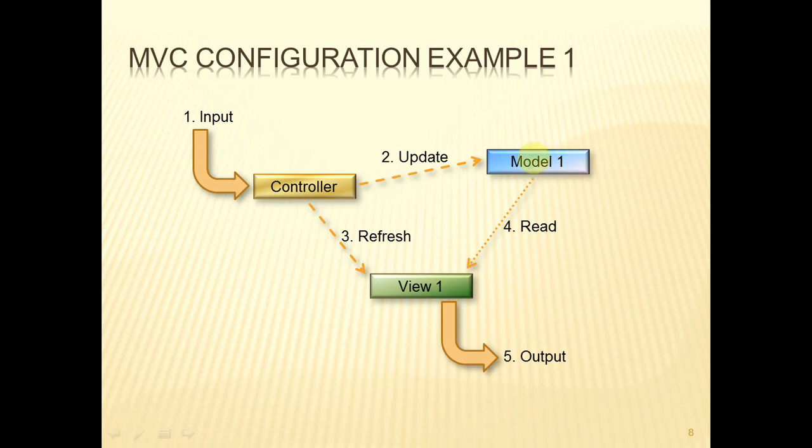That model will then do what it does with the data according to the business rules, and then the controller will cause the view to be refreshed. And as part of that, the view will need to read that data. And the view's final job is to output to the user the results of that interaction.